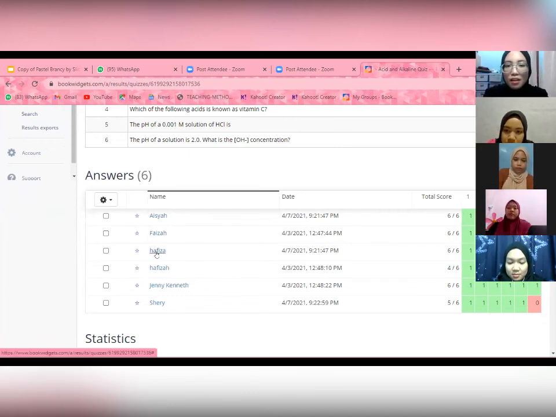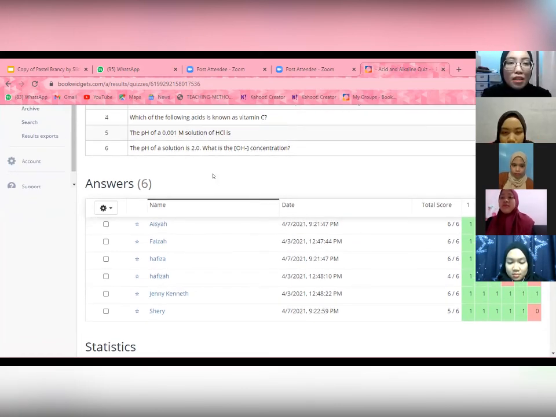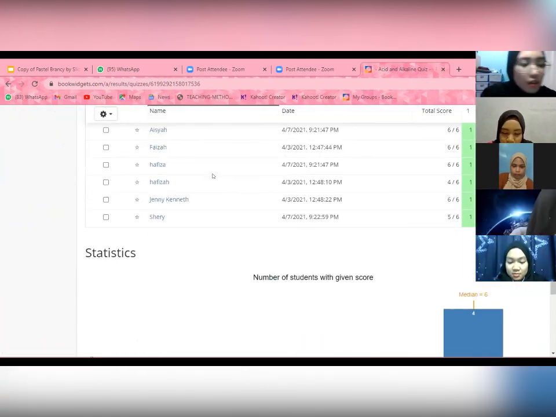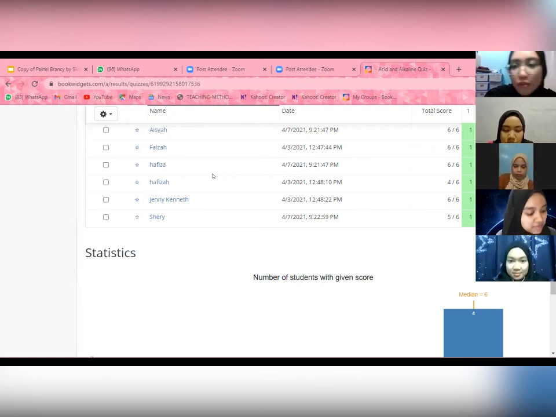Aisha, Hafiza, and Jenny got full marks, while Sherry got one wrong. So question number 6: the pH of a solution is 2.0. What is the OH concentration? Who got it correct? The answer is 1 times 10 to the power of negative 12. Very good, guys. I hope you understand today's lesson.